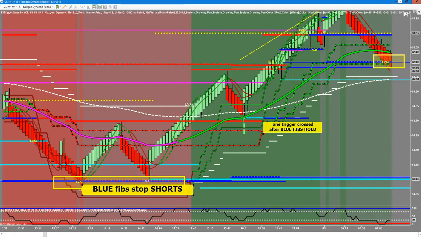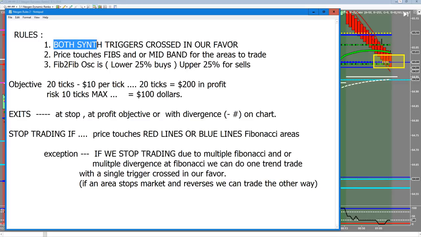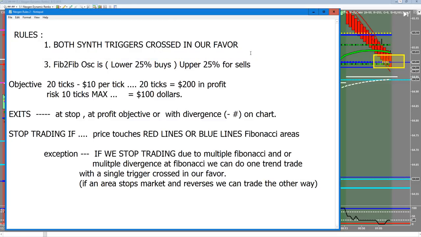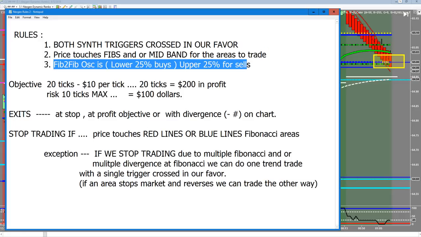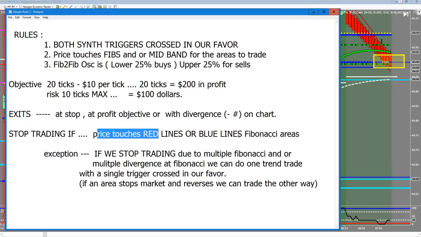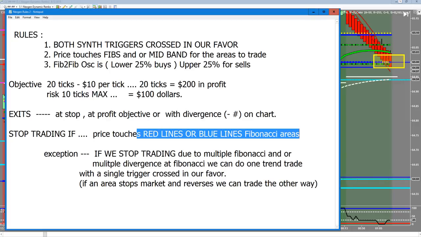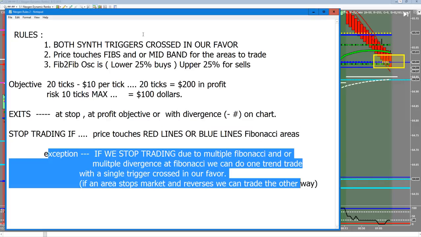Thank you for your question again. The rules are both synthetic triggers must be crossed in our favor on the 5-1 chart. The rules say the price must touch fibs and/or mid bands for the trend trade. The fib to fib oscillator needs to be in the right spot, and we will stop trading if we touch a bunch of red lines or blue lines. And if those red lines or blue lines make the market go the other way, we don't need two triggers crossed in our favor. We could use one. So just to review the rules for you real quick.